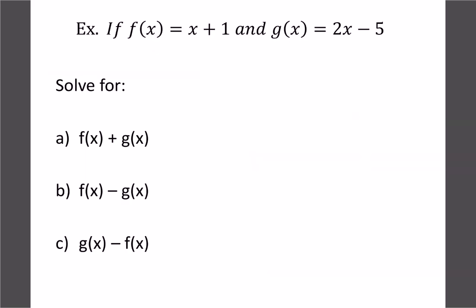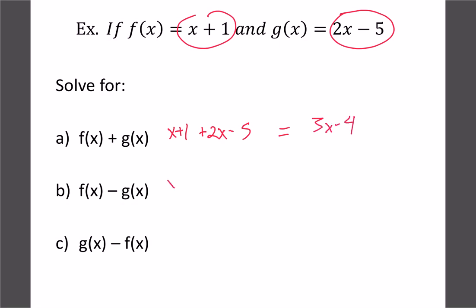Okay? So let's go through a couple examples. We'll look at kind of doing types of questions you'd be expected to do. So these ones are just taking these generic equations and asking you to add or subtract them. So if we're adding them, we'd have x plus 1 plus 2x minus 5. And if we simplify that, we get 3x minus 4. Now if we want to subtract them, we'd have x plus 1 minus, let's put brackets on it, 2x minus 5. So that would change our signs. So we'd have negative x, and 1 plus 5 would be 6.